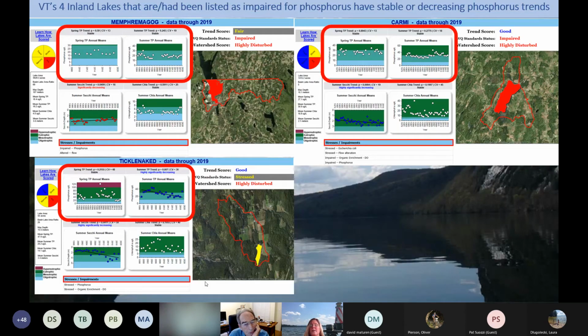And in Vermont, phosphorus trends on our 3 inland lakes that have been listed as impaired and that have approved TMDLs have stable or significantly decreasing phosphorus trends, shown here in spring and summer trend data in the red boxes. So this is true for Lakes Memphremagog, Lake Carmi, and Tickle Naked Pond, which, as Andrew mentioned earlier, was recently taken off of the impaired waters list. That's a 100% success rate in stabilizing or reducing phosphorus in all the inland lakes that were listed as impaired and have approved TMDLs. So next year, we have a lot to celebrate.